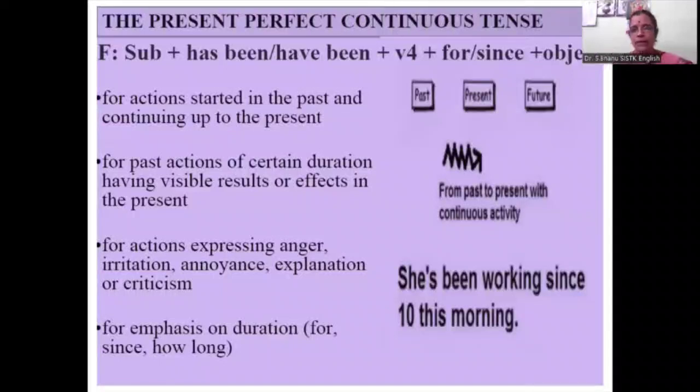So we have completed one cycle of the present, which has 4 forms. That is simple present, present continuous, present perfect, and present perfect continuous. So there are 4 forms of one tense, that is the present.